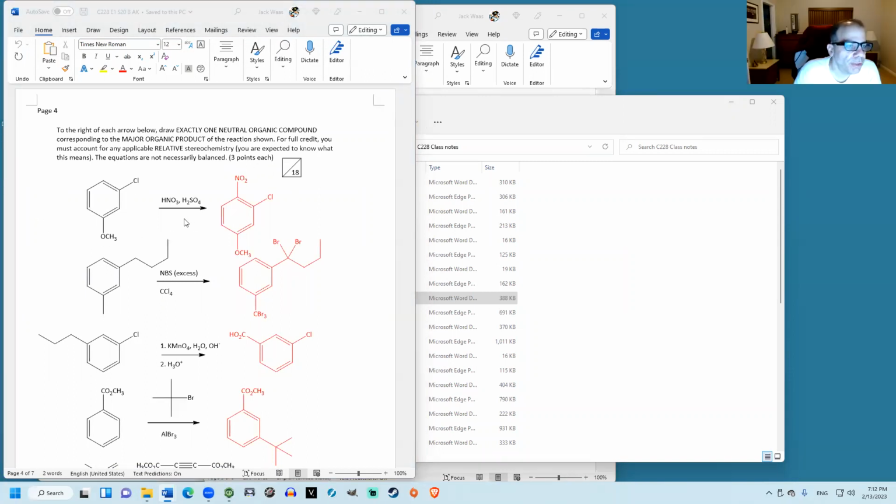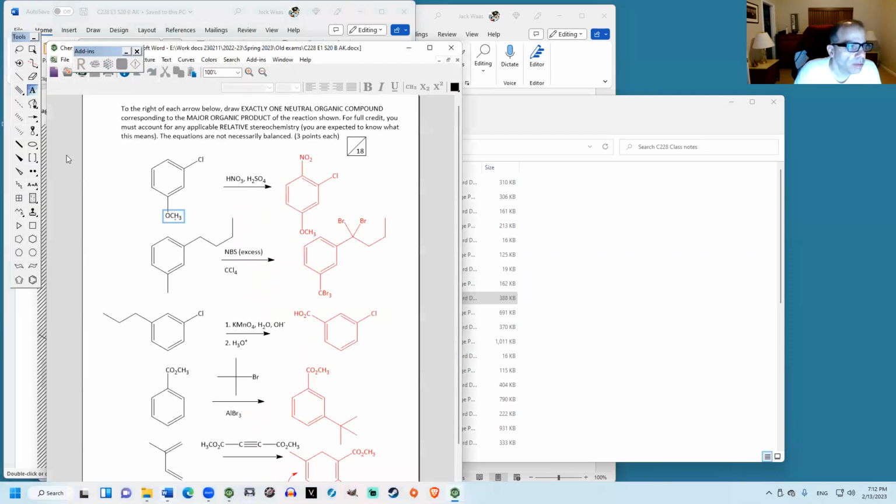So let me go back and do what I was doing before. That's electrophilic aromatic nitration. This is bromination of benzylic carbons by N-bromosuccinimide. This is oxidation of aromatic alkyl groups by potassium permanganate.